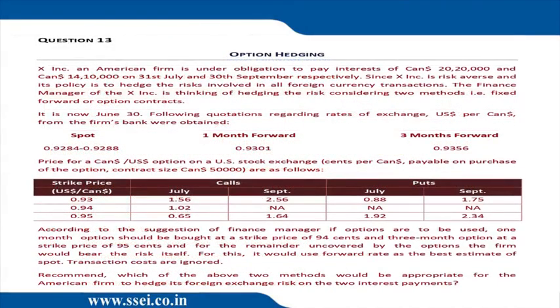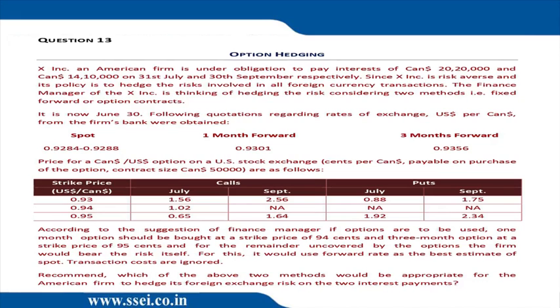Question number 13 is one of the best sums on options hedging. A clean sum. Of course, this sum also has some mistakes, but compared to other sums, this is one of the best. Here we have an American firm, so the home currency is US dollar, and it has a payable of Canadian dollar 20,20,000 on 31st July and Canadian dollar 14,10,000 on 30th September. So there are two payables: 20,20,000 end July and 14,10,000 end September.